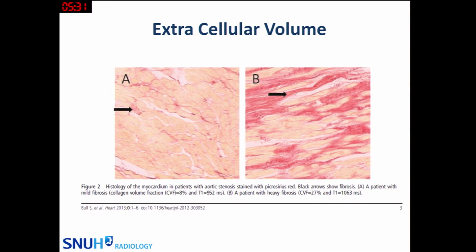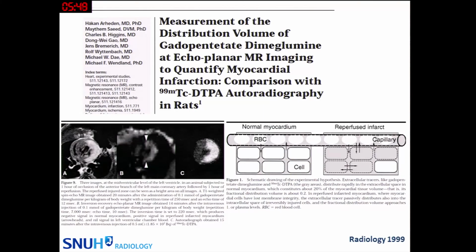These two pathology specimen images show the normal myocardium and then myocardium with hypertrophy. When myocardium has some hypertrophy, the extracellular space is filled with some fibrosis, and the extracellular volume is increased. So MRI can show this increased extracellular volume. This is known as ECV. That is quite a famous concept, but it was introduced very early, already in 1999, almost 20 years ago.